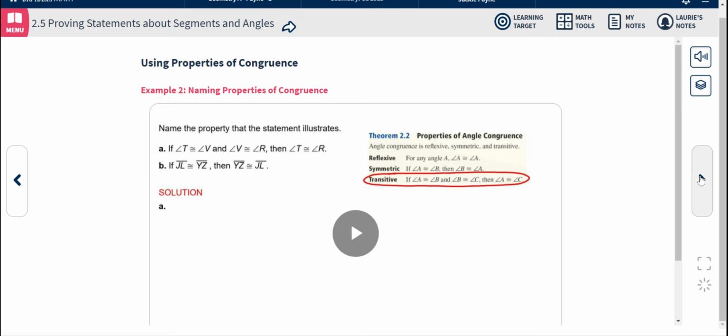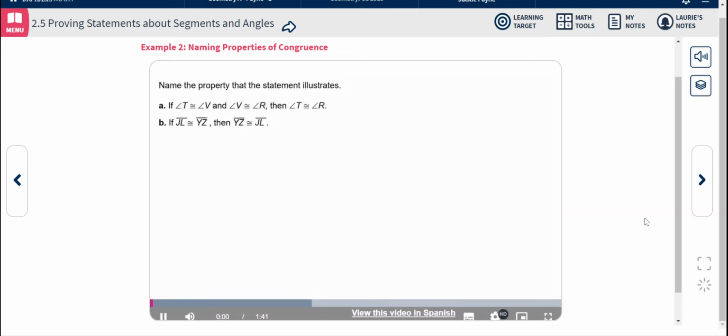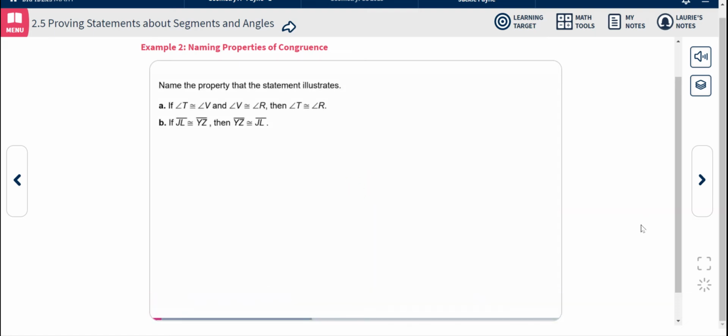Now what we're going to do is name a few of them for a few minutes here. So I'm going to go ahead and press play again. Name the property that the statement illustrates. Part A. If angle T is congruent to angle V, and angle V is congruent to angle R, then angle T is congruent to angle R. Part B. If segment JL is congruent to segment YZ, then segment YZ is congruent to segment JL.